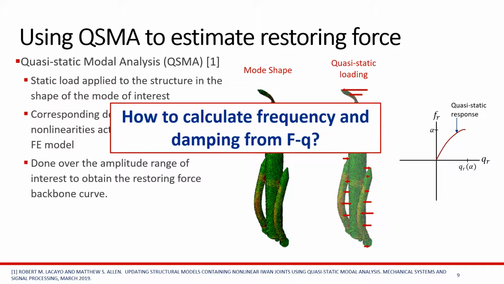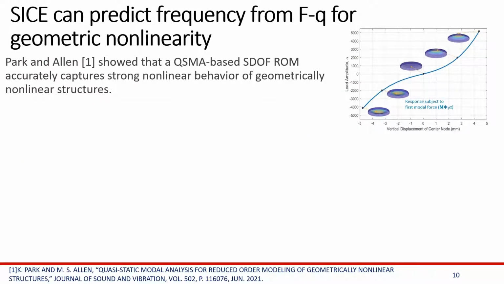So we can use QSMA to get the restoring force backbone curve, but now how do we calculate the frequency and damping from this backbone curve? We're going to look at it in two parts. Let's start with geometric nonlinearity.